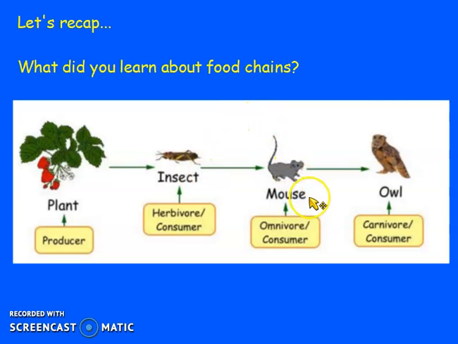The insect is eaten by the mouse. The mouse is an omnivore. Can you remember what an omnivore is? An omnivore is a living thing that survives by eating other animals and plants. And the mouse in this food chain is eaten by the owl. And the owl is a carnivore. Can you remember what a carnivore is? A carnivore is a living thing that survives by eating other animals. So this is a complete food chain. It started with the producer, the plant, and it ended with the consumer, the carnivore, the owl. Well done if you remembered how that worked. Let's move on to today's new learning.